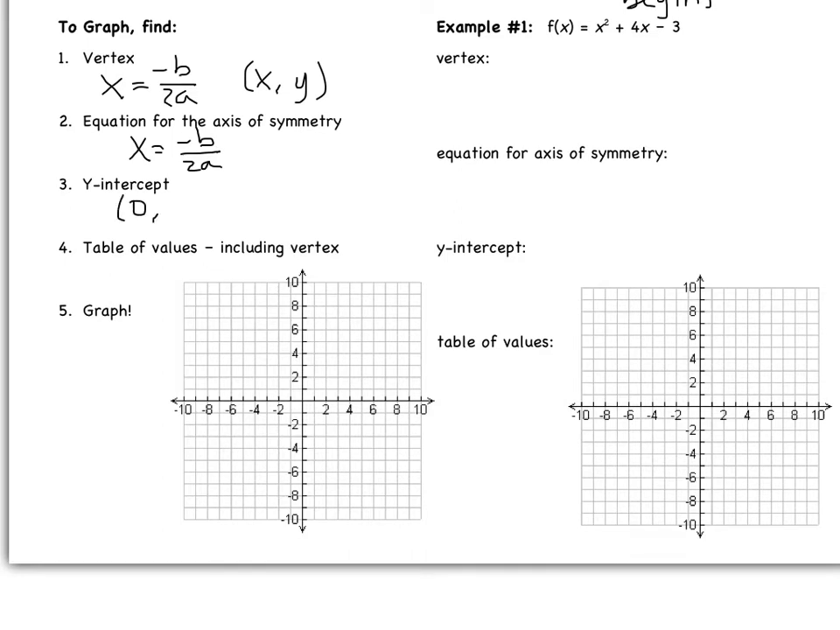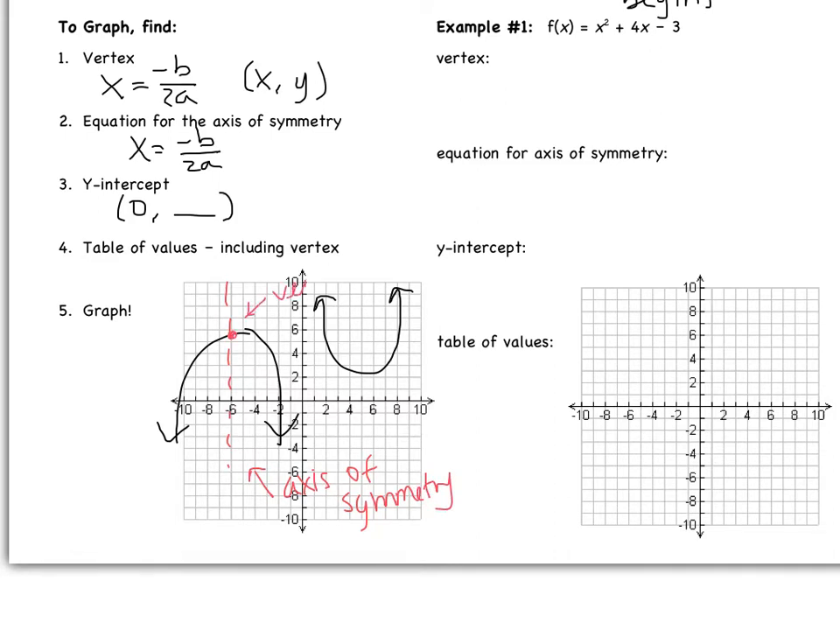The y-intercept is going to be 0, comma, some number. So you have to substitute 0 in order to find the y-intercept. You're always going to do a table of values, so I'll do that one with you in the example, and then you're going to graph. Your graph is going to be a parabola, so it's going to be somewhere here, up, down, etc. You're always going to have an axis of symmetry that goes through it. And then you're always going to have a vertex.